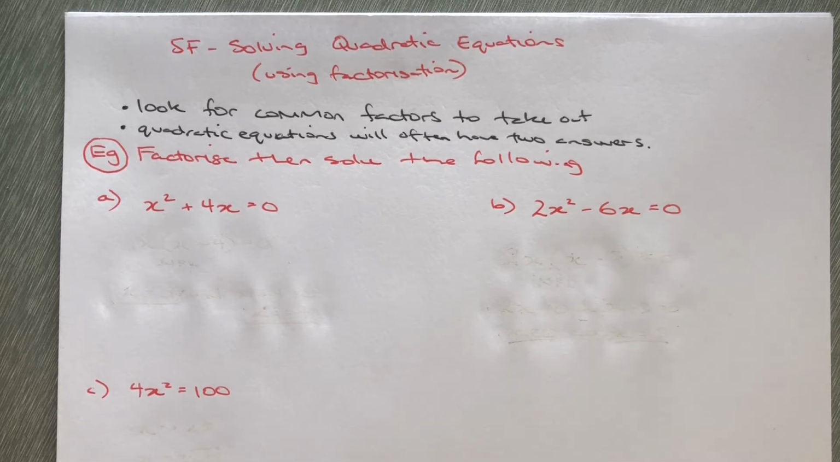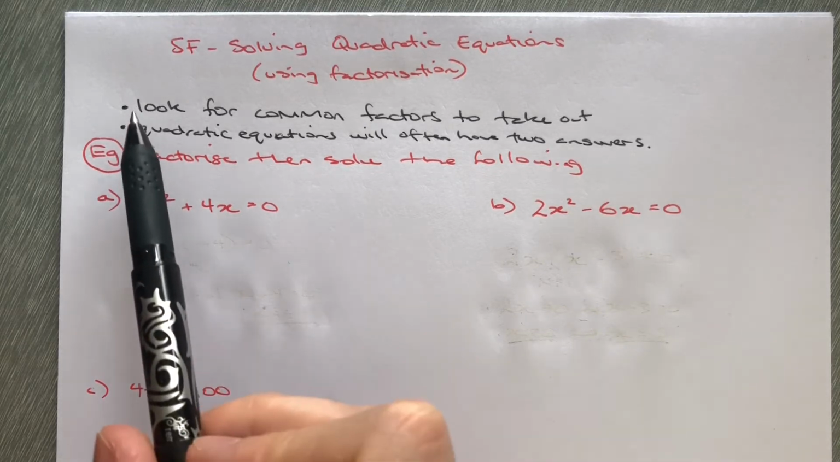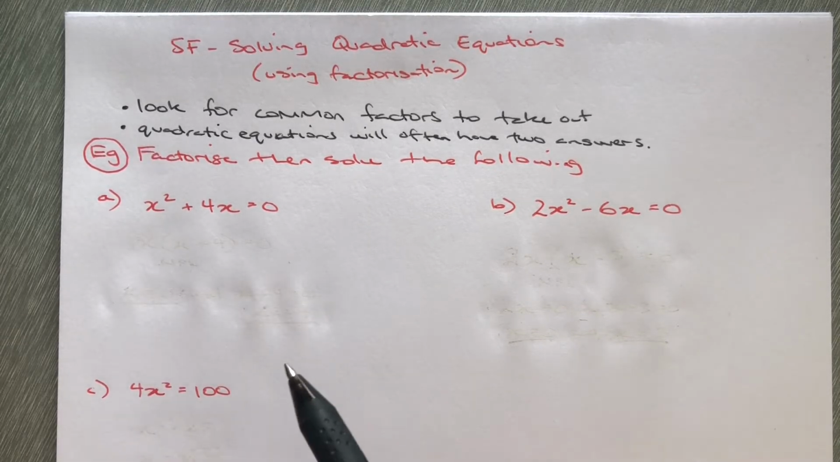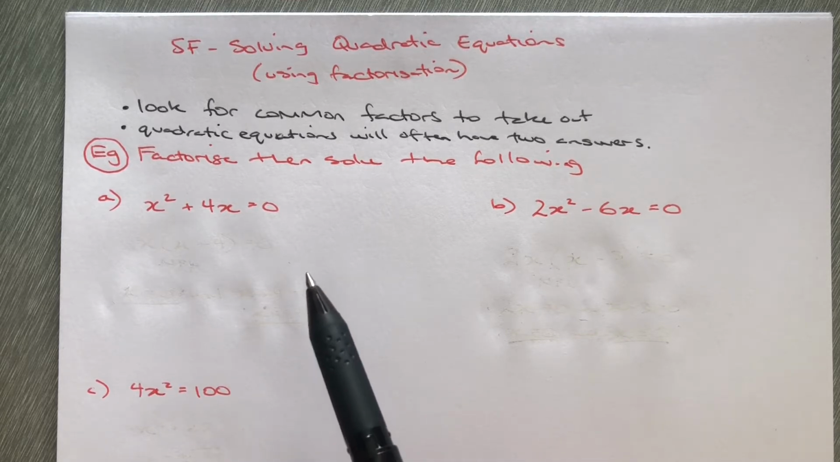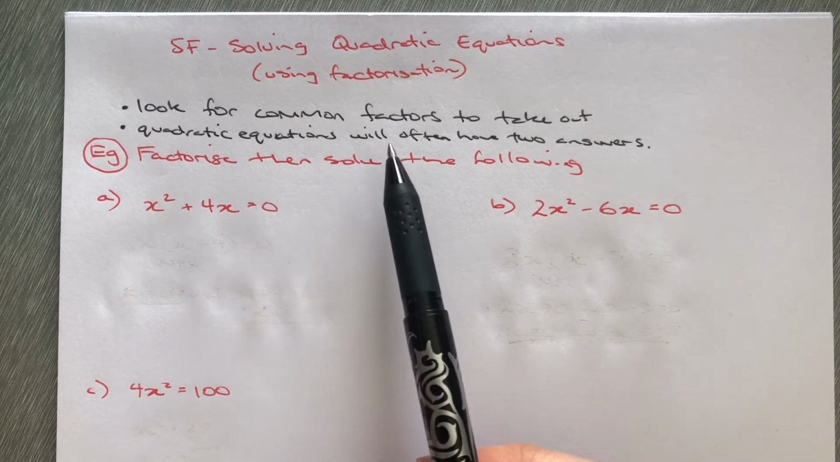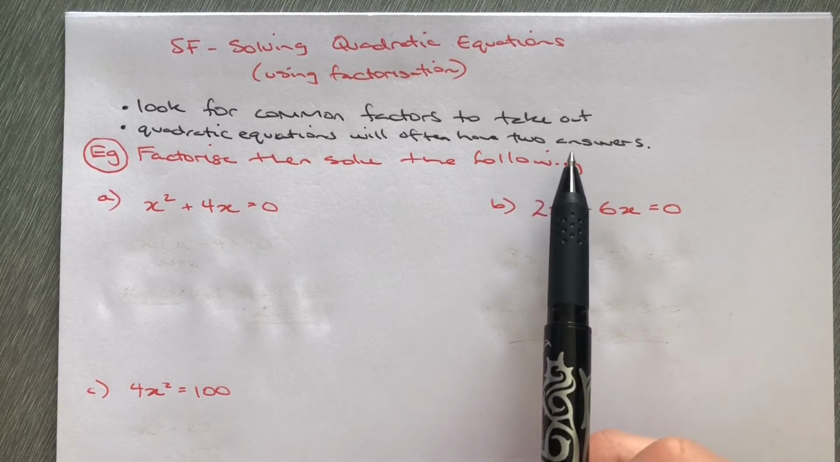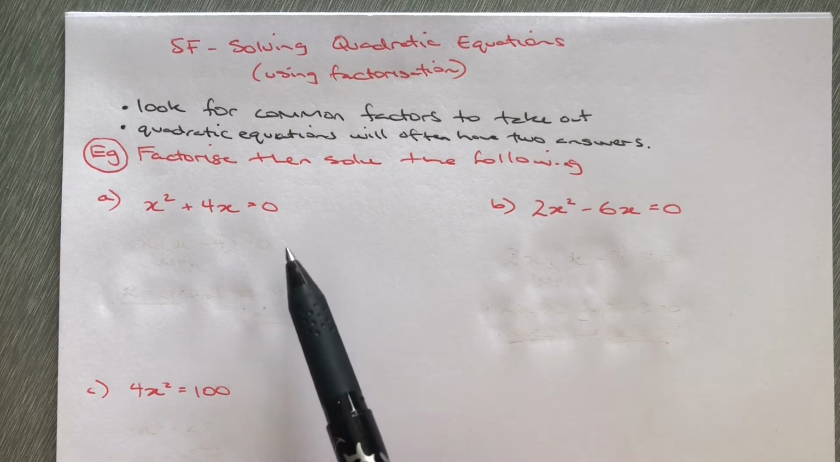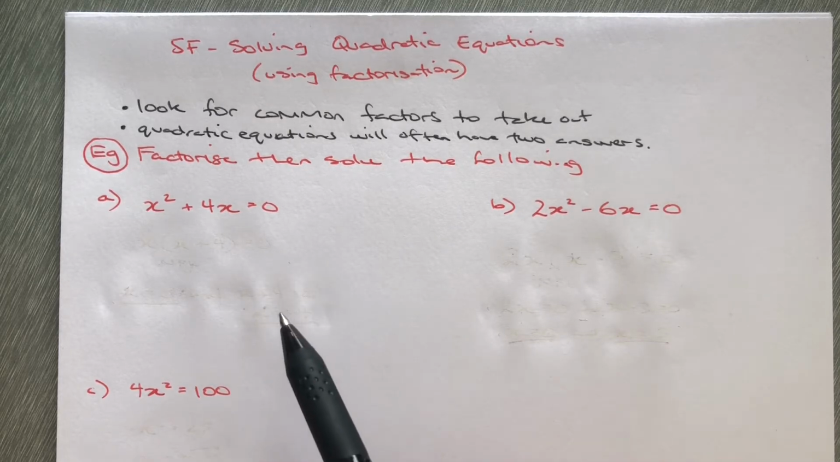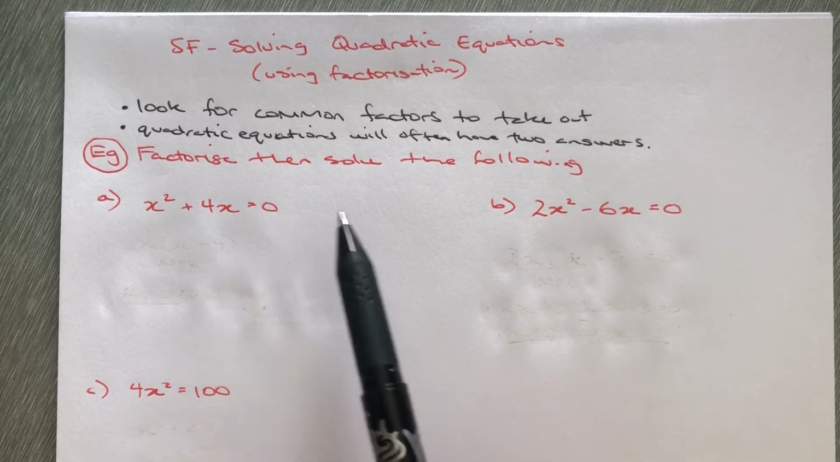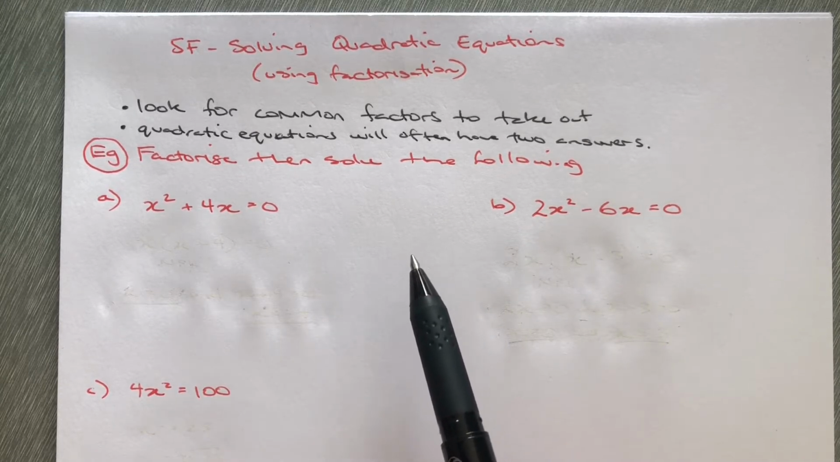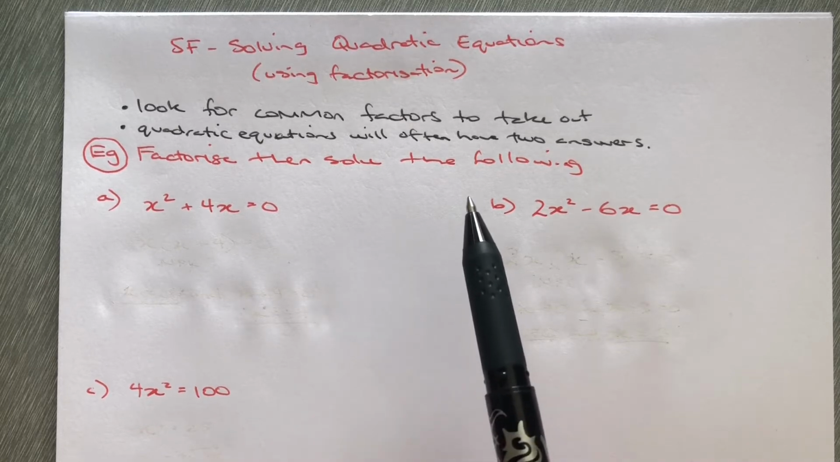Anyway, some of the main ideas we need to look at here are pointed out at the top. So we need to look for common factors that we can take out. There'll be a few examples of doing that in a second. And you'll also find that quadratic equations will often have two answers. Most of the time they will. Okay, so let's have a look at these first few. Now, you'll notice that they all say equals 0 or equals something. The thing that we're aiming to do is find out what x equals, right? That's what solving means. So we're solving for x here.